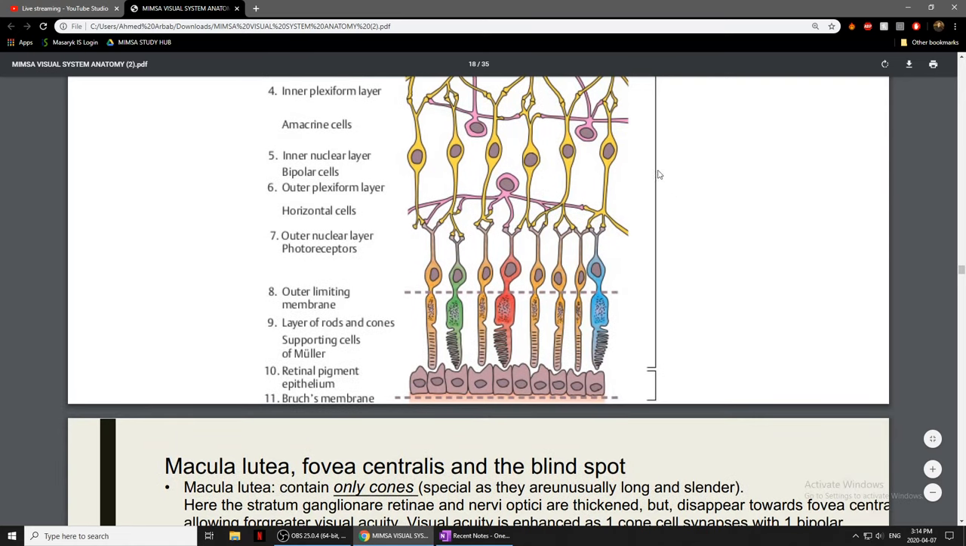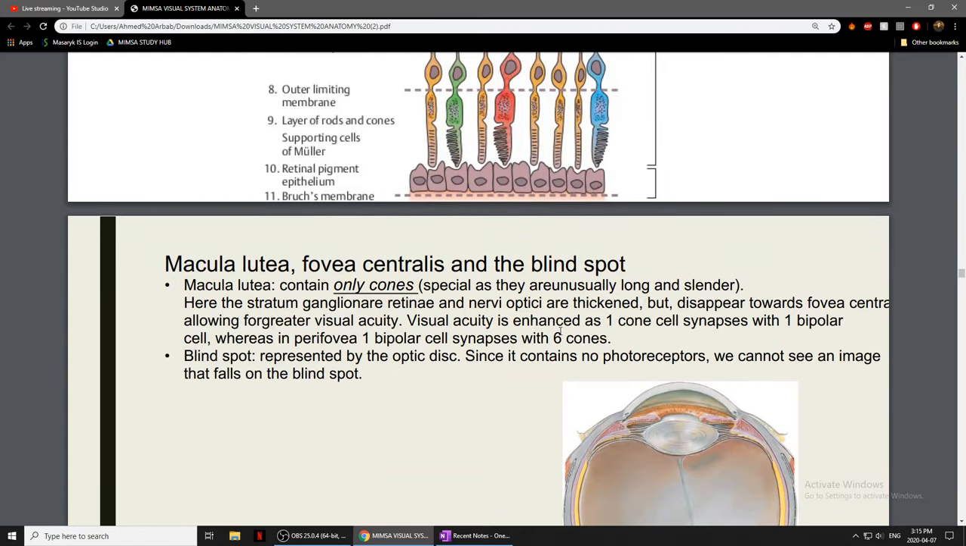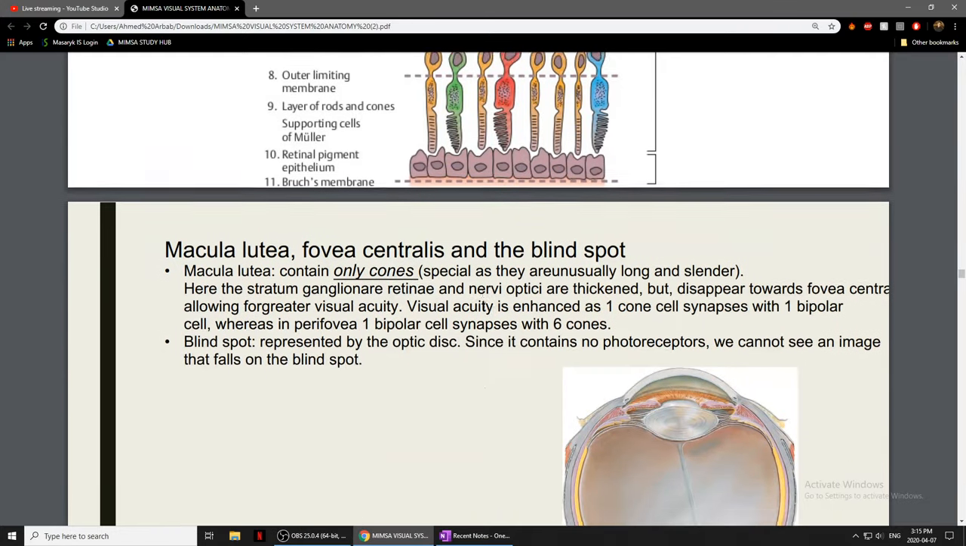Usually in the rest of the retina, in the perimacular area around the macula lutea, each bipolar cell will synapse on a bunch of different rods and cones to get all their information. But if you have only one synapsing with only one cone, then you'll have all the information from that one cone entering into that one bipolar cell, and it makes for a much more streamlined process, and that's how it enhances visual acuity.